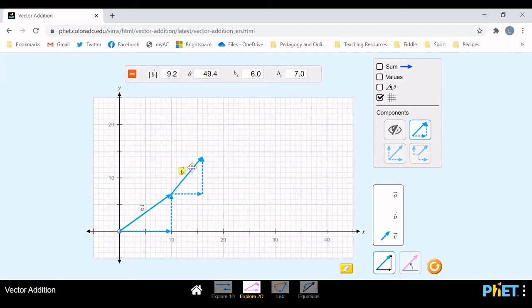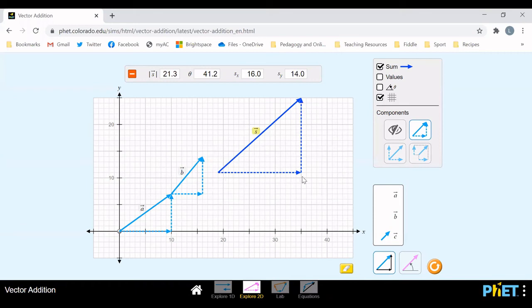If we use the polygon method, it would look like this. And the resultant would tuck in neatly here, starting at the beginning of the first vector and ending at the end of the second vector. What do you notice? Well, here on the resultant, I also have an x component and a y component.